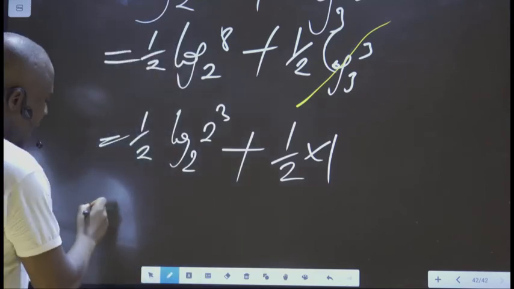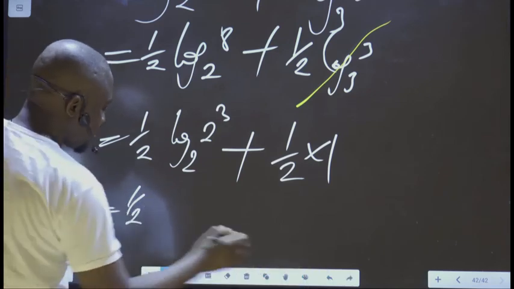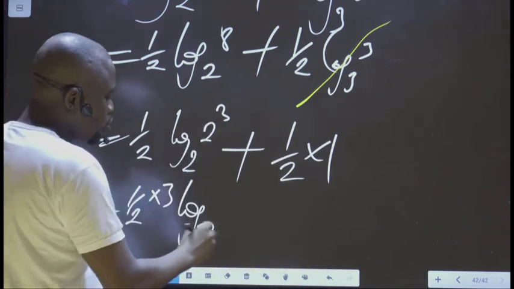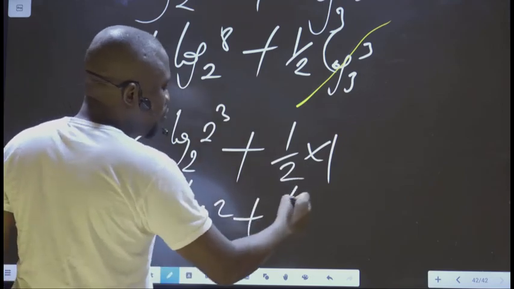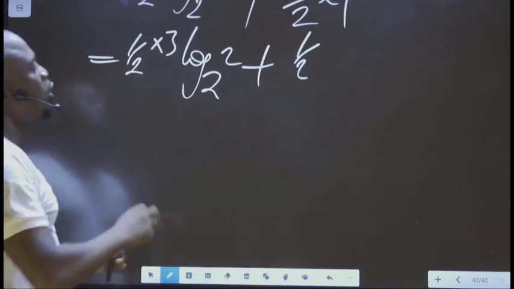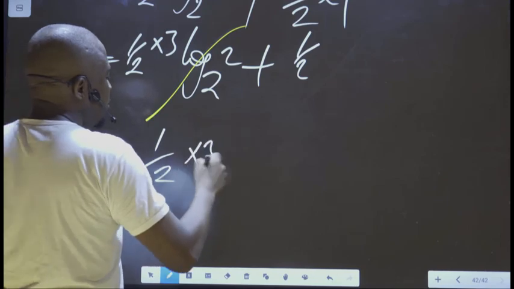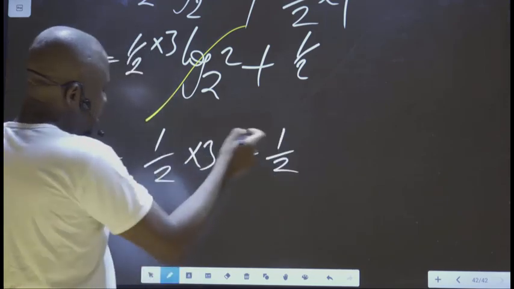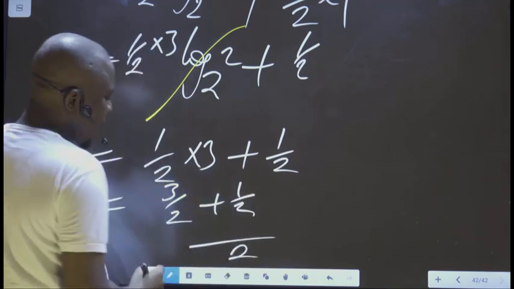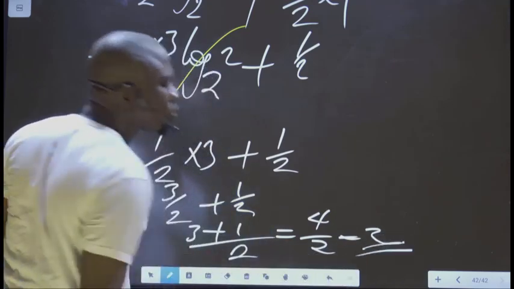Now we say 1 over 2, this guy comes down, will be multiplied by 3 log 2 raised to the power 2 plus, this will give me 1 over 2. You agree with me that this one will produce 1 over 2 multiplied by 3 plus 1 over 2. This is what? 3 over 2 plus 1 over 2. 3 plus 1 equals 4 over 2, which equals 2. You agree with me?